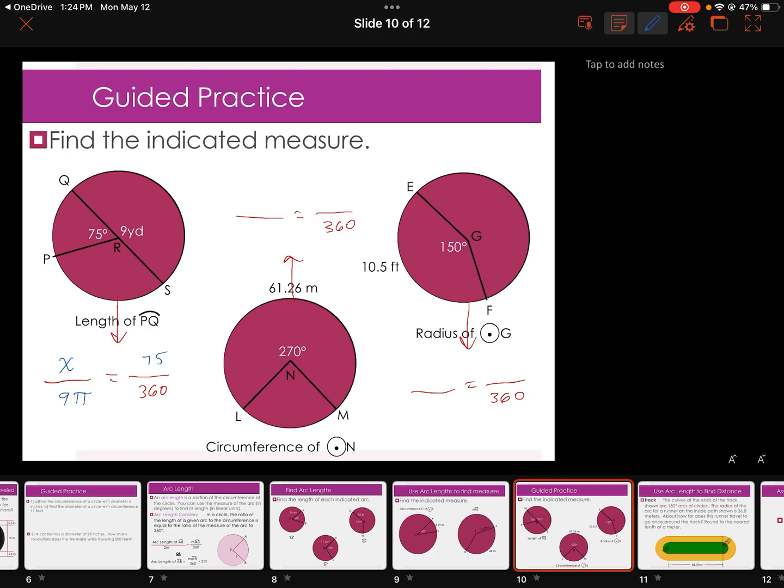Okay, second one. They give me the 61.26 as my arc length. The measure goes there. I'm solving for circumference. Okay, last one. My angle goes there. My arc length goes there. This is my circumference. Now, when I solve for that circumference, I still have to find radius. So whatever I get for circumference, make sure you divide it by 2 pi. Do it in parentheses if you're hitting division. If you're using the alpha x, you don't need the parentheses.